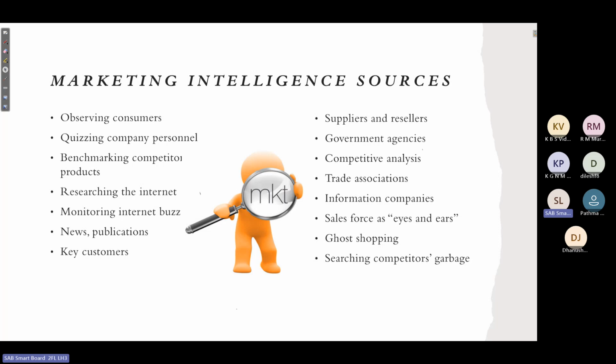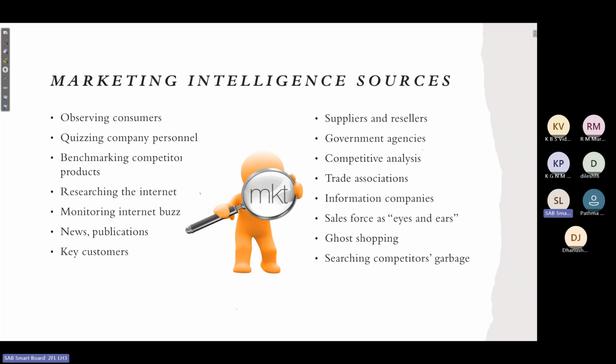So I was going through these one by one, starting with observing consumers. When we observe our consumers, we can understand how they are behaving, what kind of products they are demanding most, what quantities they are purchasing, and whether they are going towards our competitors' brands or staying with our brands. Then quizzing company personnel, which means we can give a questionnaire and ask them to fill in the different information we want. And benchmarking competitors' products, we can see whether our product is performing like the competitors' products in the market. And researching the internet, we can simply go to Google and search for the different information available.